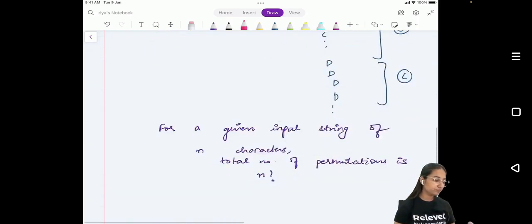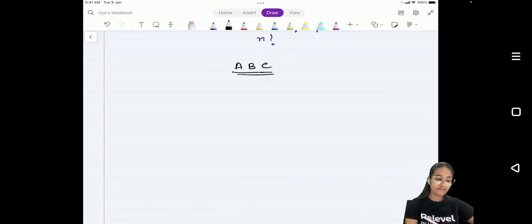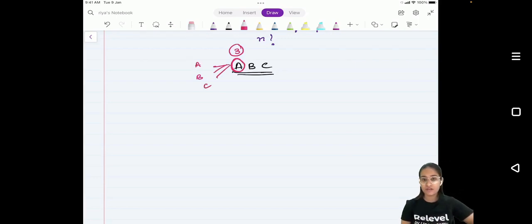So what we will do is take an input string A, B and C. We'll start with an input string which has 3 characters, right? And then we're going to do something like this. This is a recursion tree structure. First, remember that at this position I can have any of the 3 characters, correct? I can have an A, I can have a B, or I can have a C.